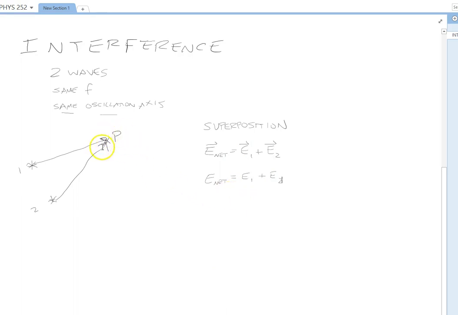And then the intensity of the light is going to be proportional to the net field amplitude squared. So I'm interested in the amplitude of E net when I do this sum, because you may recall from part 1, the intensity is proportional to the amplitude squared.